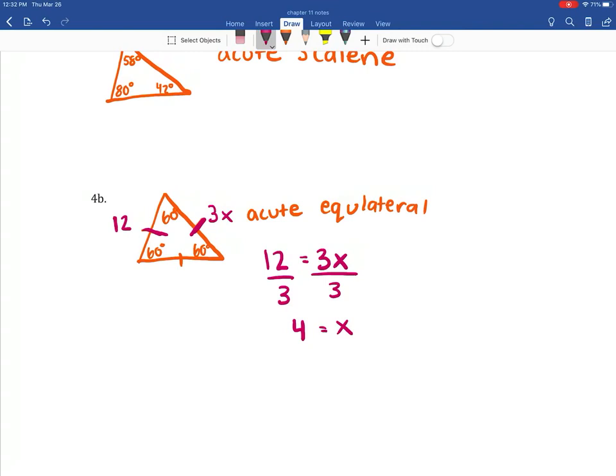I could also figure out, well, if this side is 12, then this side is going to be 12, and it's equilateral, so this side is 12, even if they didn't give me any information for that third side. I could solve for x, or I could tell you what all of the sides are. I also realize I spelled equilateral wrong. There we go. All right, so that concludes section 11.2 on triangles.